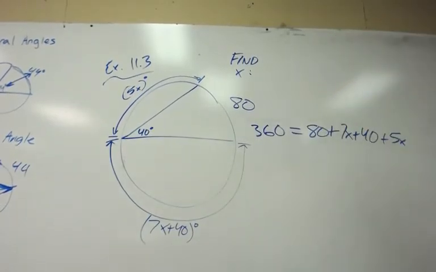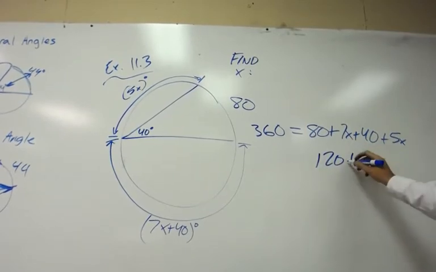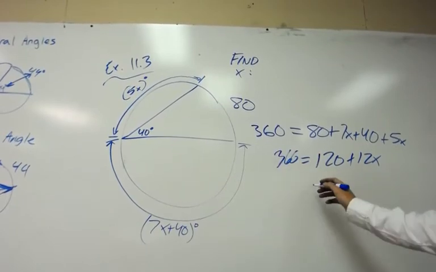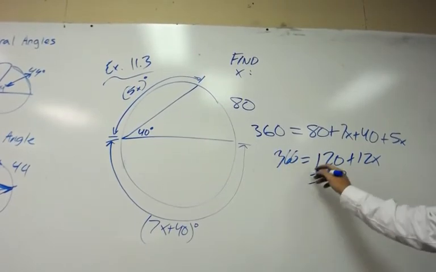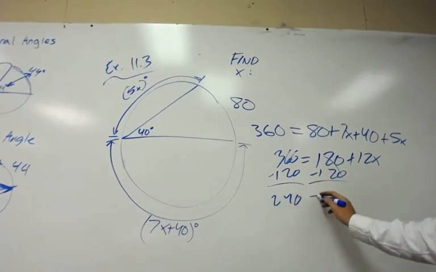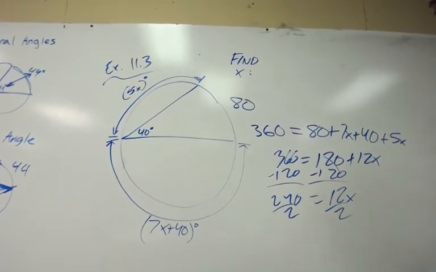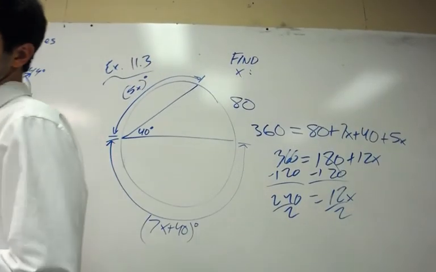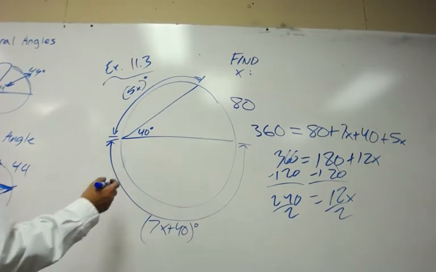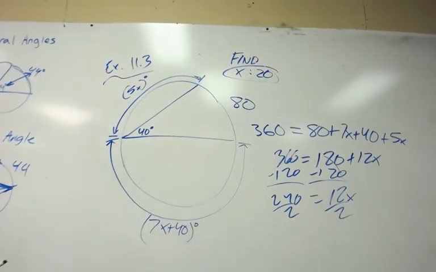And then you just solve. 80 and 40, 120. 7x, 5x, 12x. And moving along, subtract 120. 240 equals 12x. And when you divide that by 12, you get 20. So x would be 20. And that is how you solve those. And that is the end of lesson 11.